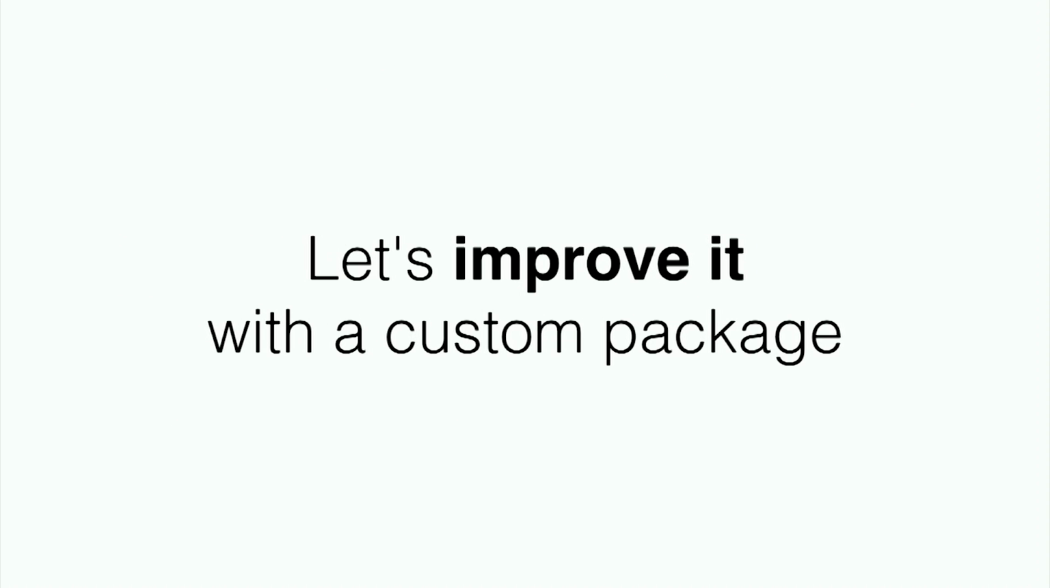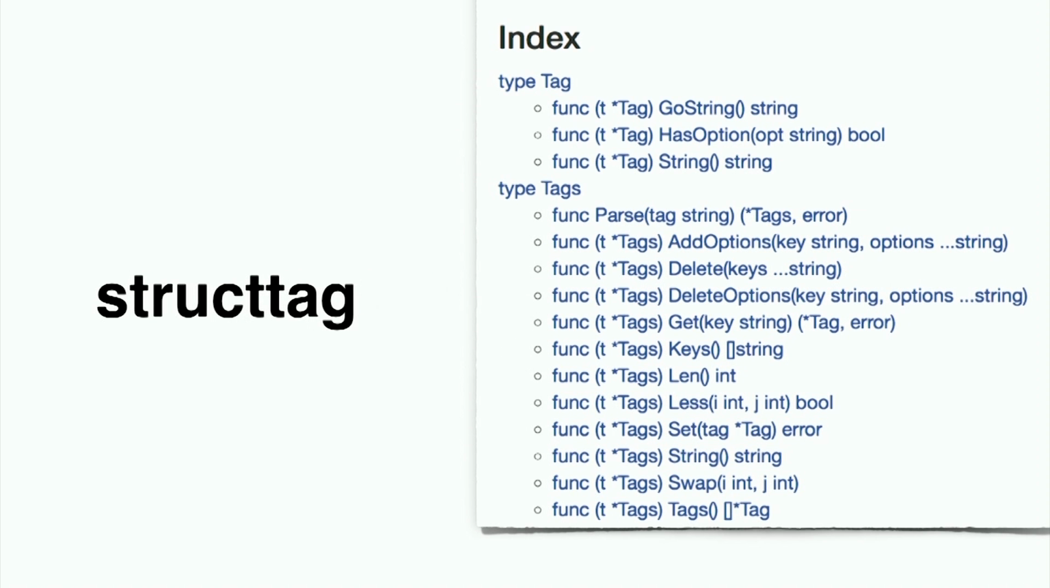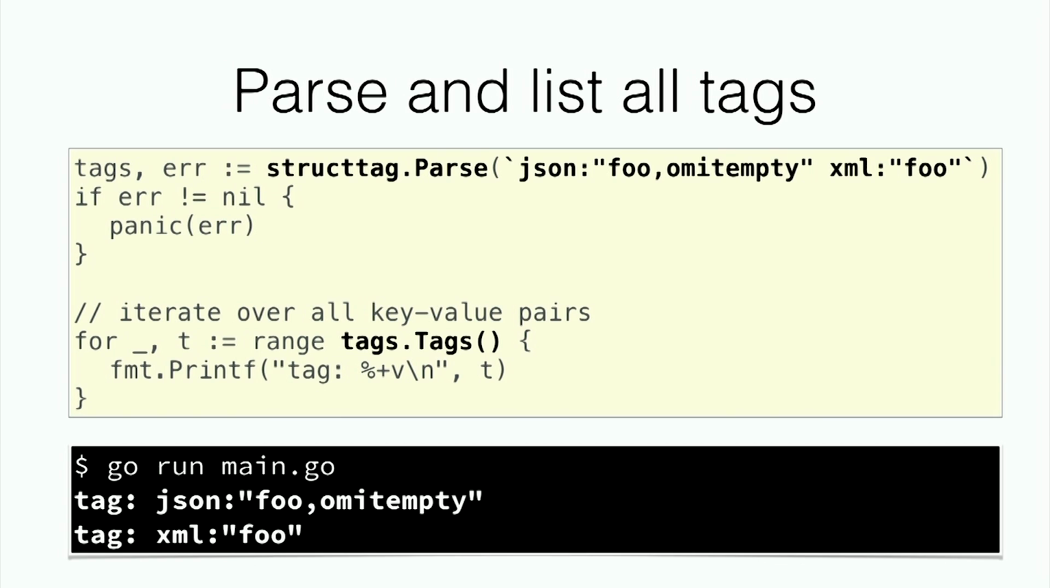So because of these problems, we can't just use the reflect struct tag. So we need to improve it, and how do we improve it? We go and write a new package for that. So I wrote a package called structtag, which has many methods to deal just with this. And then, what can we do with it? Let's start with this example. Here I use the Parse function of this new package, and then I get all the key pairs, and I can iterate over them and just print them.